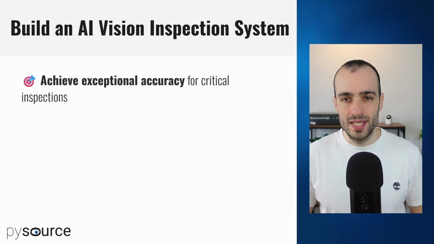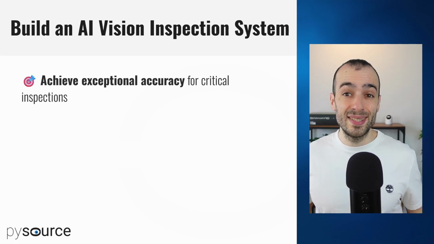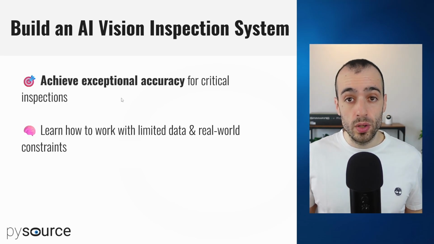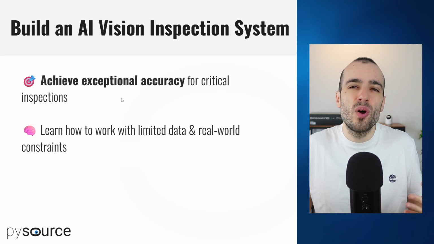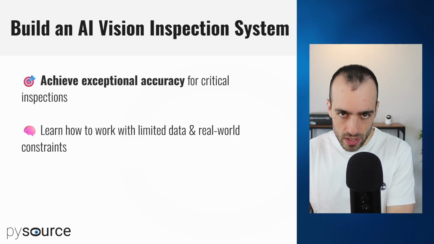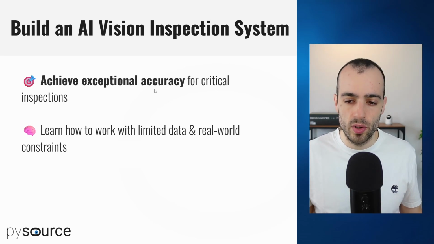So hi, welcome to this new video. I'm Sergio. Now we're going to see how to build an autonomous vision inspection system that is very accurate. Also, we're going to see how to learn and work with limited amount of data, and it is a very common problem that many developers have when you start to build a new project for automation, for vision inspection. You don't have much data, so we'll see how to solve this problem.